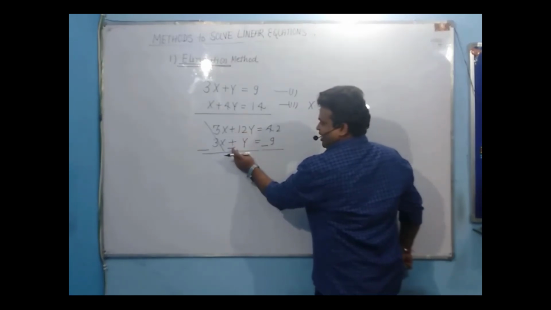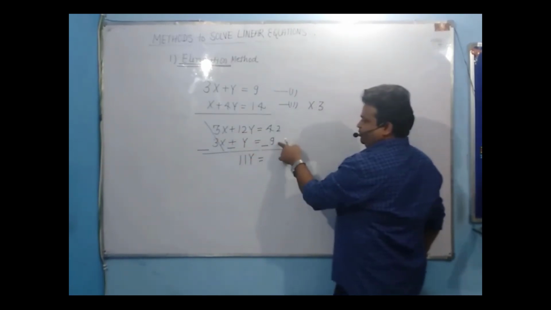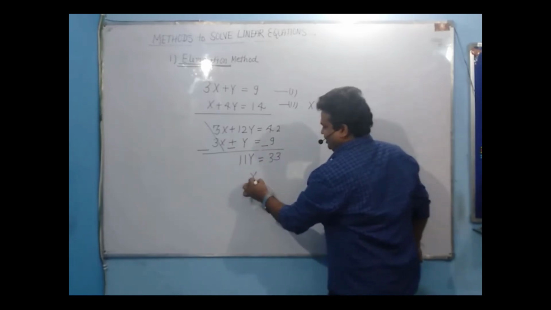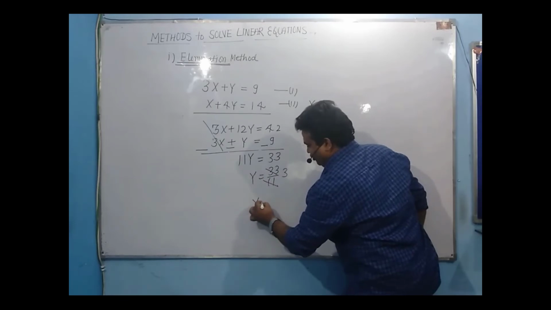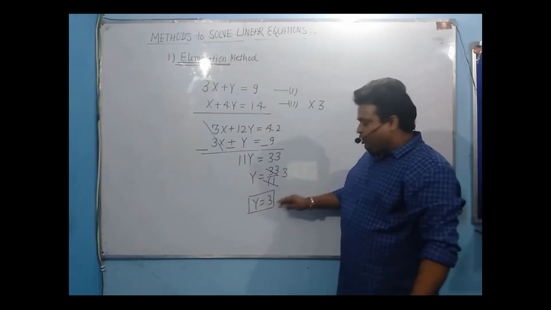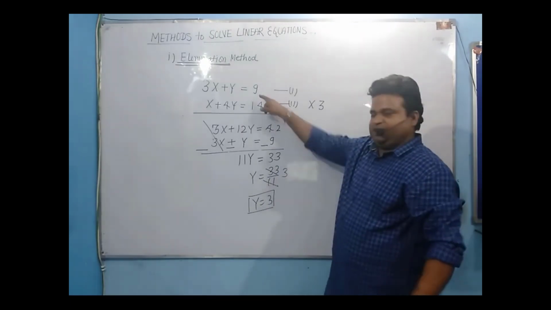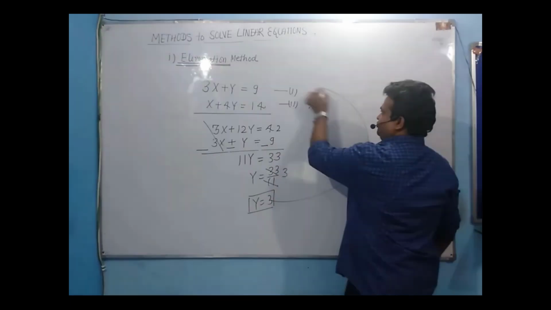Now this is plus 12y, this is minus y, you will get 12 minus 1, 11y. 42 minus 9 comes 33, so y becomes 33 by 11, it comes 3. So my y value is 3. Now you have found the value of y. Now put this y value in the first equation. You can put it in equation 2 also, but I am putting it into this one.